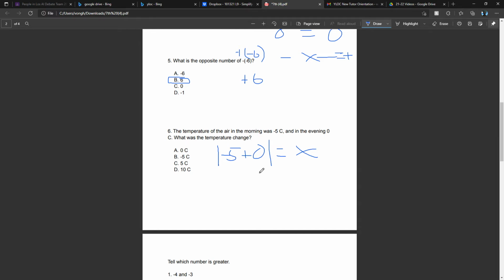So in order to do absolute value, we just have to add what's in the middle. So what's -5 plus 0? It's just -5. And since it's an absolute value, we just make it positive because we're trying to find the change. So if it's a negative, you just make it positive, and if it's a positive, you just keep it positive. But since this is a negative, we just make it +5 by writing it like that. That equals x. So for C, it says 5 degrees Celsius, and that matches our answer.